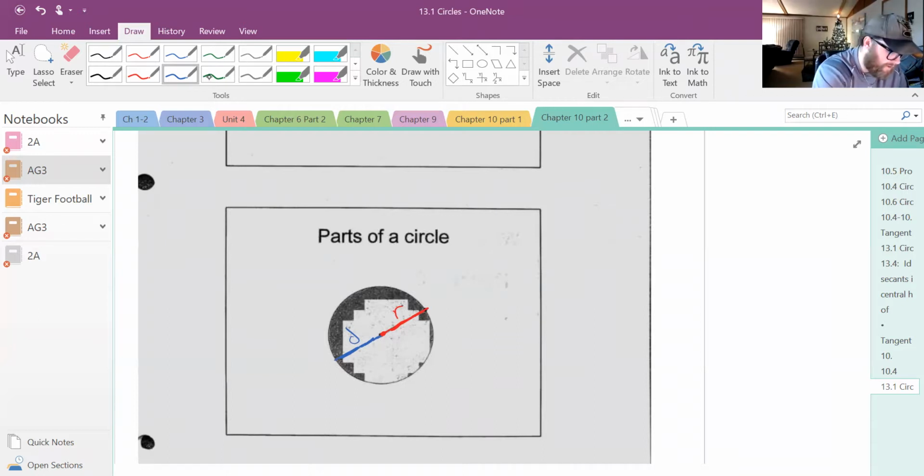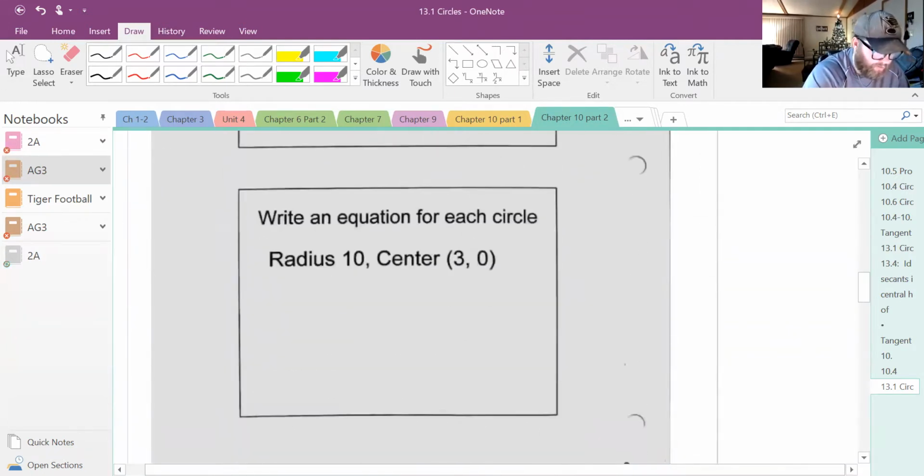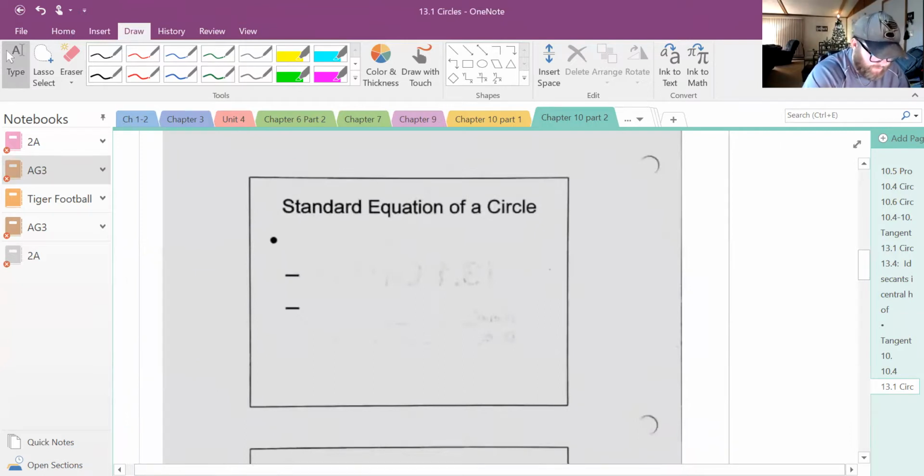The center. We have the center here, and there's something special about the center. The center is always going to be labeled as an ordered pair. The variables we're going to use for our center are h comma k. So it's an ordered pair, h comma k. So we have the radius and the center, which is what we're going to need for the standard equation of a circle.